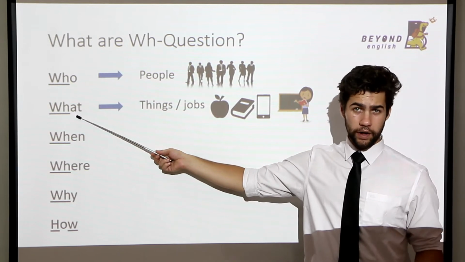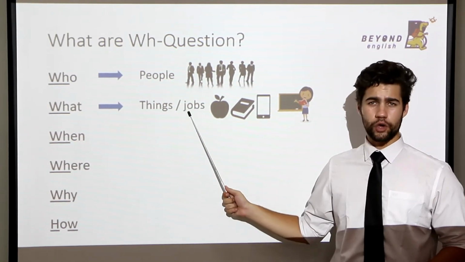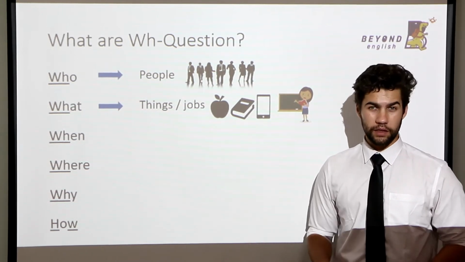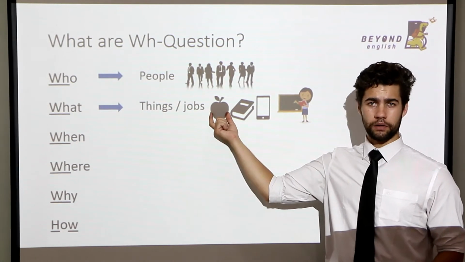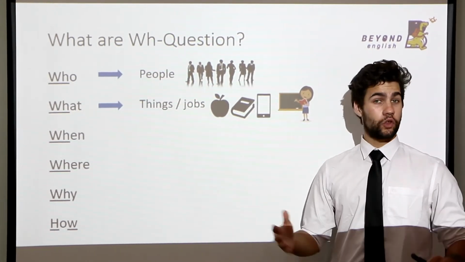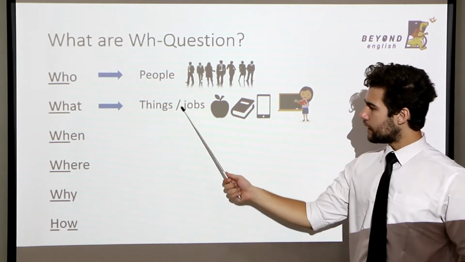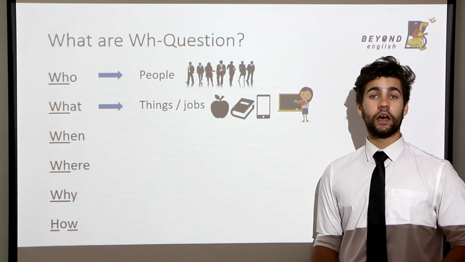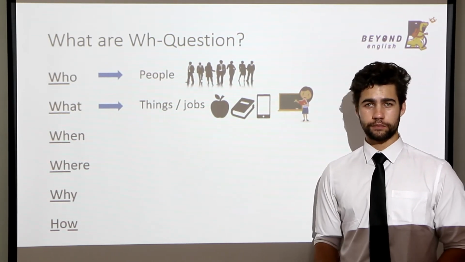Next, we have what. When we use what, we talk about things or jobs. So, things are nouns, like apple, book, cell phone, chair, bag. And we can talk about jobs. So, a doctor, a nurse, a teacher.